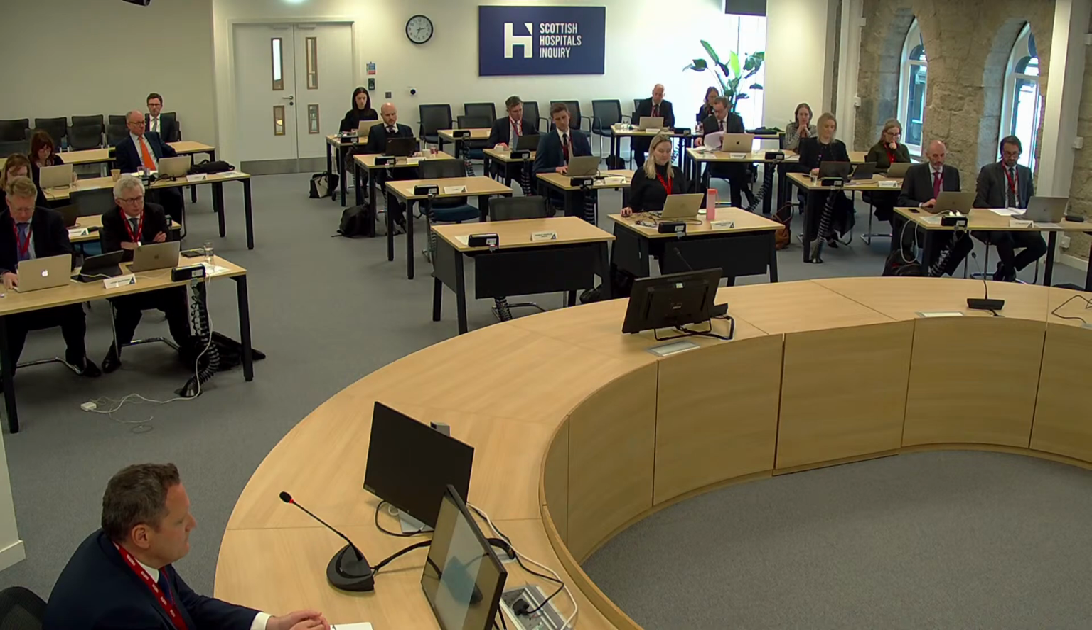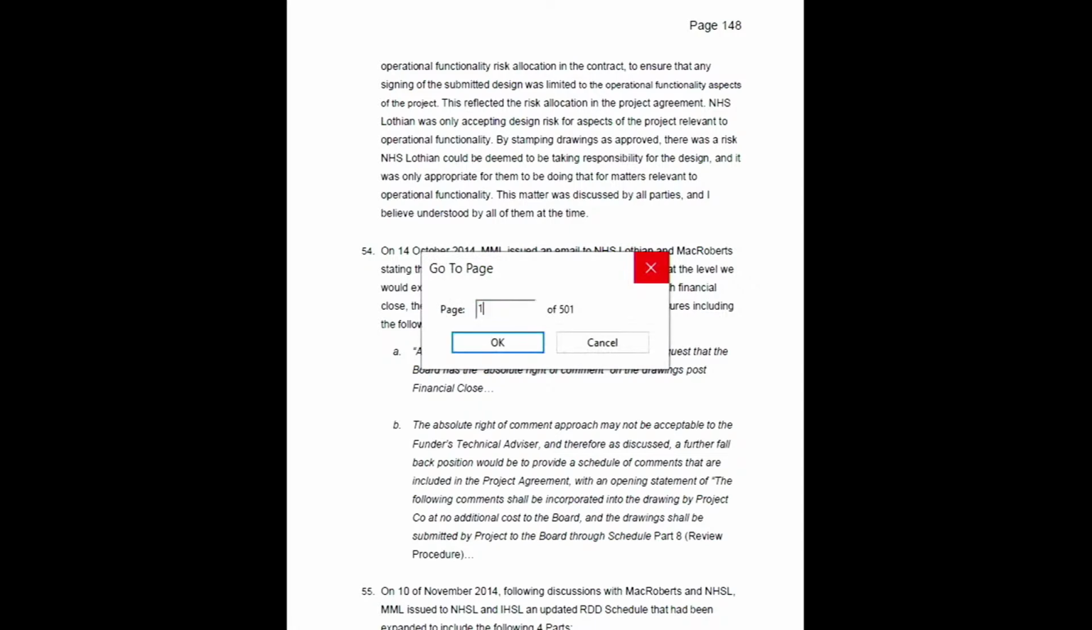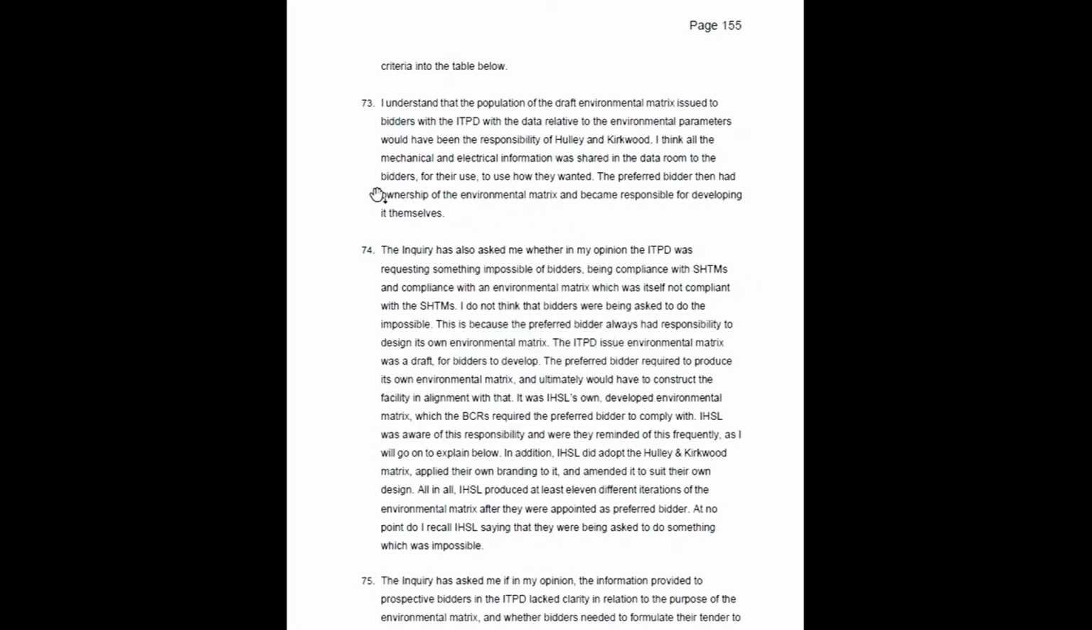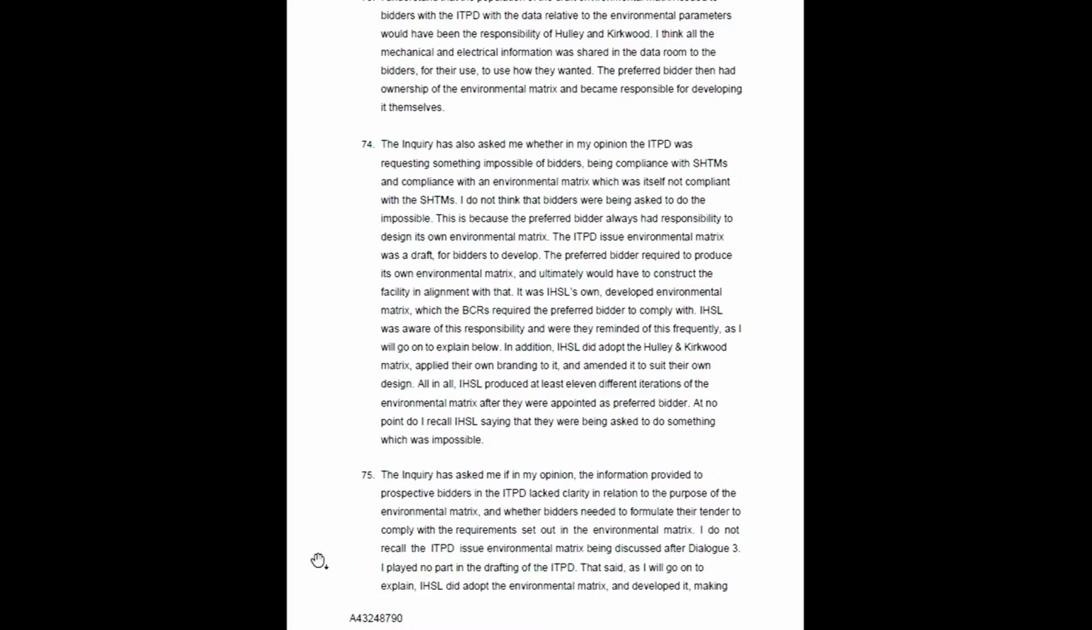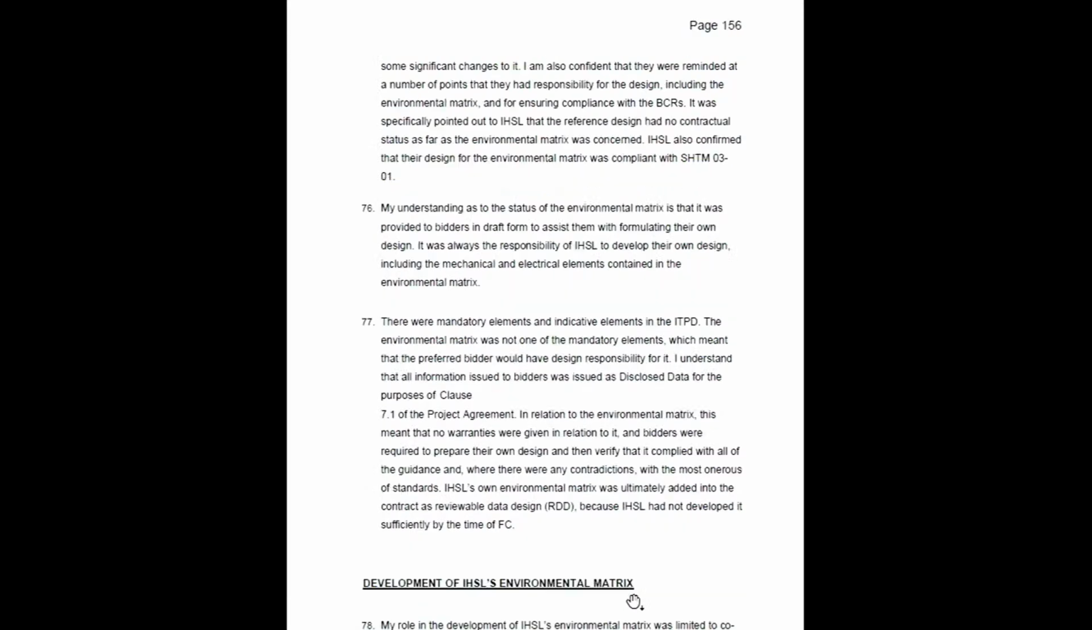If I could ask you to have your statement in front of you again, please, but bundle 13, page 155. Paragraph 75, and if we could pick matters up at the very end of what's on page 155, over the page onto page 156. It's the final line. You state IHSL did adopt the environmental matrix and developed it. Do you see that? Yes. And you say making some significant changes to it. Again, I appreciate it's a long time ago, but can you give us an example or a couple of examples of the significant changes that were made?